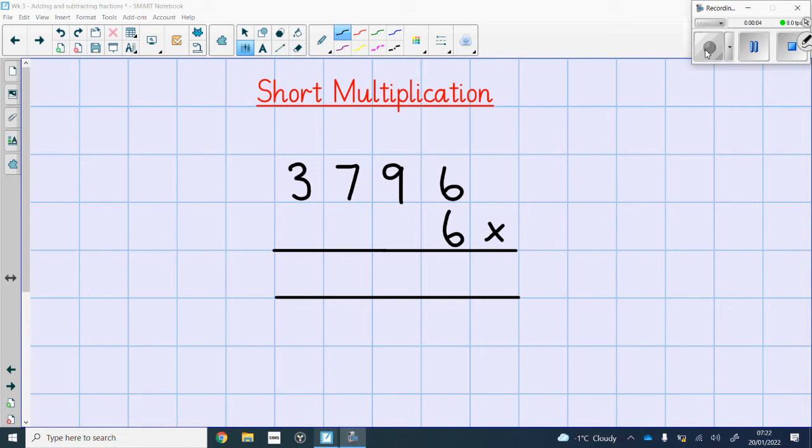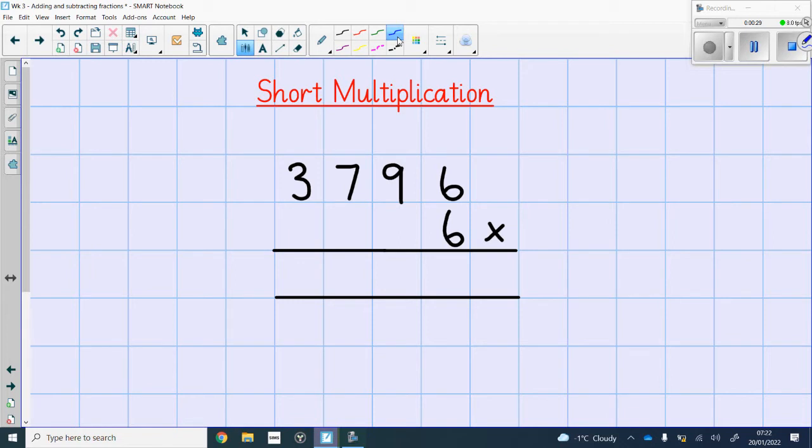Okay, so I'm going to talk you through the method for short multiplication. In short multiplication, the multiplicand, which is our top number, 3,796, is a number with 2 or more digits, and it's multiplied by a multiplier, which is our bottom number, the number 6, which is 1 digit only, okay? So, to complete this method, we need to make sure that every digit in the multiplicand is multiplied by the multiplier.